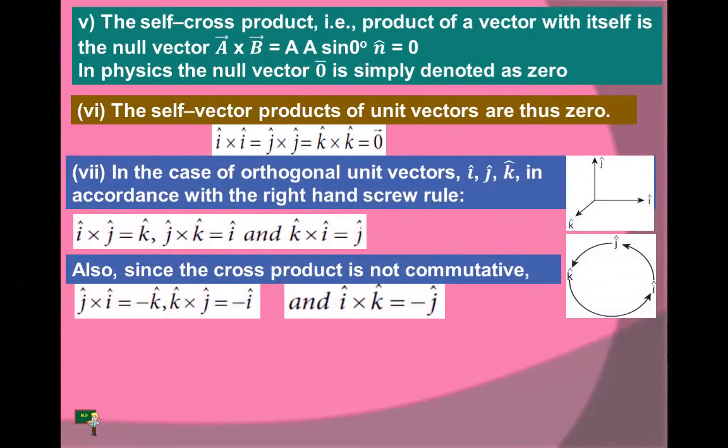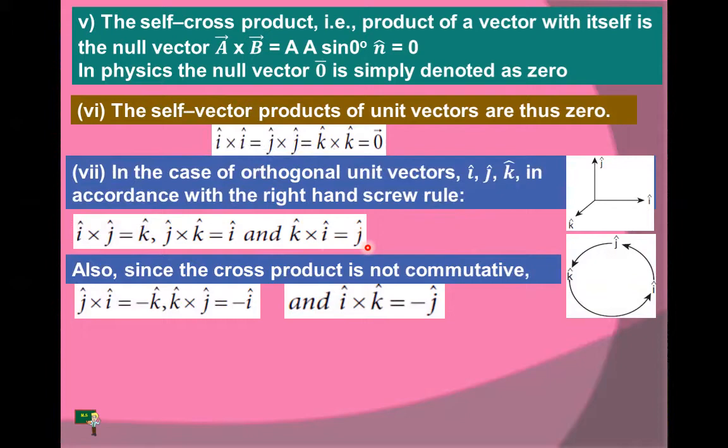Seventh one, in the case of orthogonal unit vectors I, j, k caps, in accordance with the right angle screw rule, you can see here in this picture, they are at right angles to each other. I cap into j cap is equal to k cap, j cap into k cap is equal to I cap, and k cap into I cap is equal to j cap.